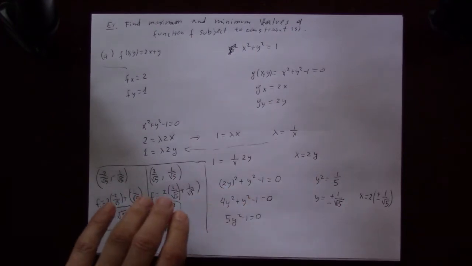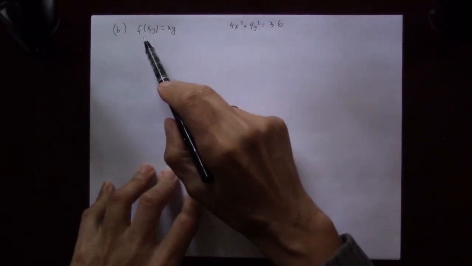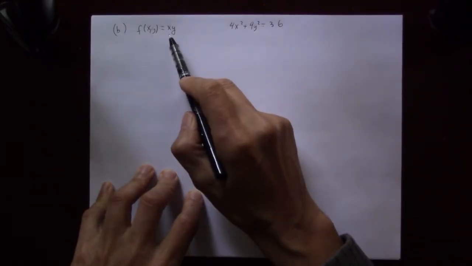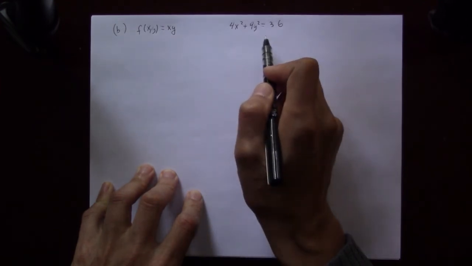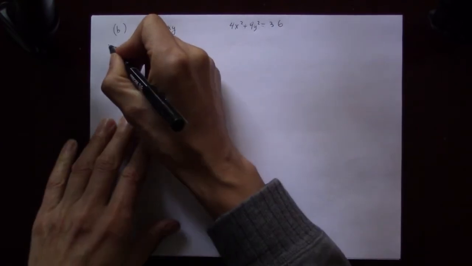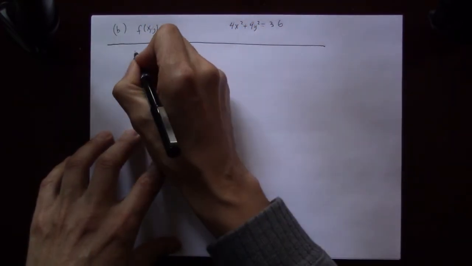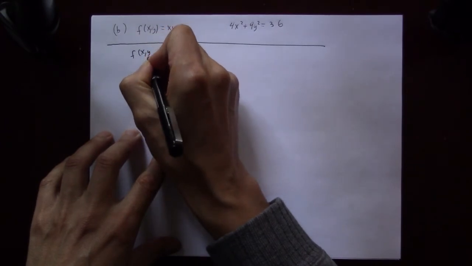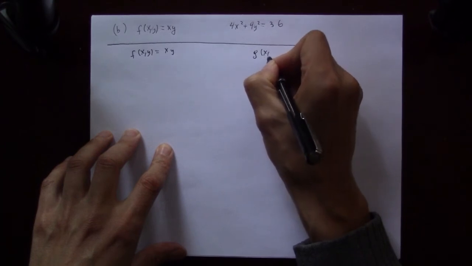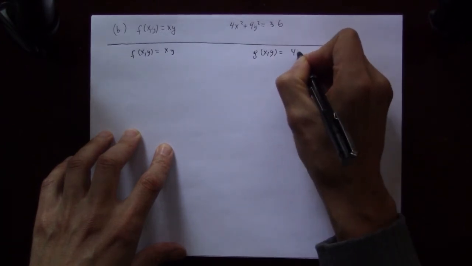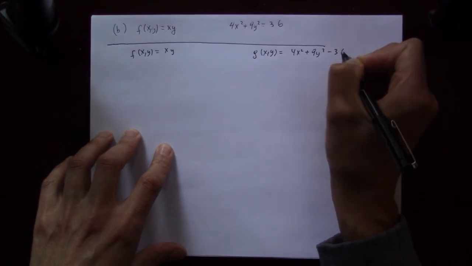Next problem, we want to find the max or min of a function f of x, y which equals xy, subject to the constraint 4x squared plus 9y squared equals 36. So we want to use Lagrange multipliers, so we know what our function is, f of x, y. We know what our constraint is, 4x squared plus 9y squared minus 36.